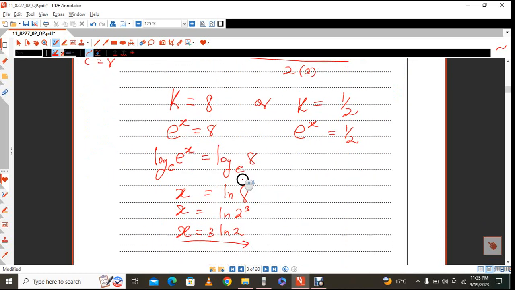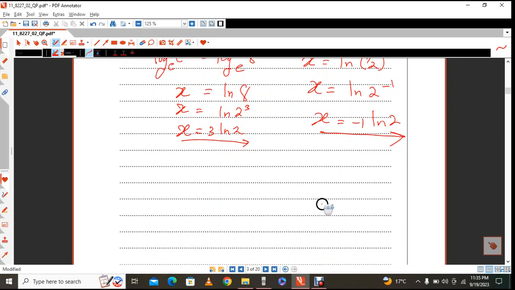So in the second instance, again, I'm just going to say x equals to the natural log of 1/2, which is x equals to the natural log of 2 raised to the power of negative 1. Therefore, x equals to negative 1, the natural log of 2, which is also a solution, which is in that form, the required form.